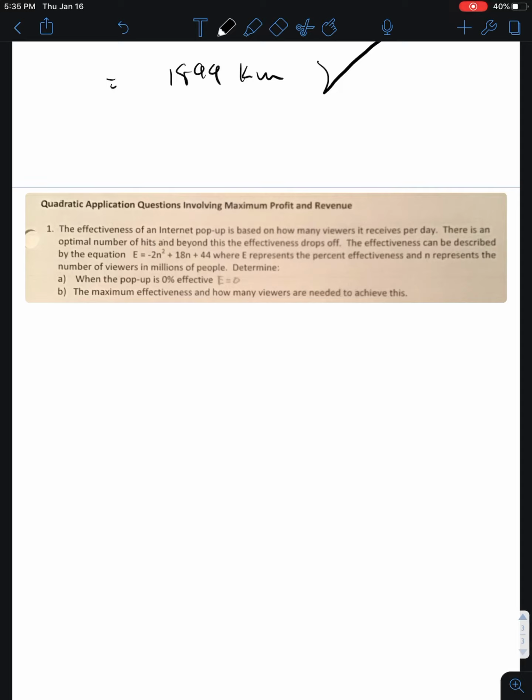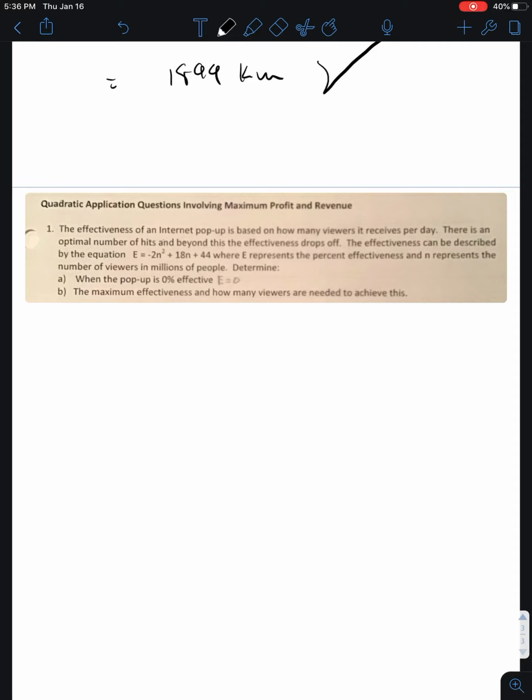So basically you've got this internet pop-up, and a company is trying to figure out how many times they can show the pop-up so that it reaches the maximum number of people. Because at that point, if you spend any more money on increasing the number of times it pops up, you're going to decrease the number of people it actually reaches. So that's just silly. You're just wasting money. So that's kind of the goal of the question.